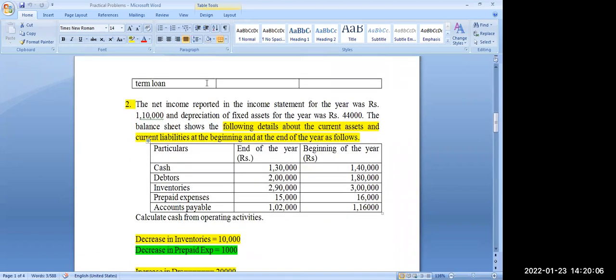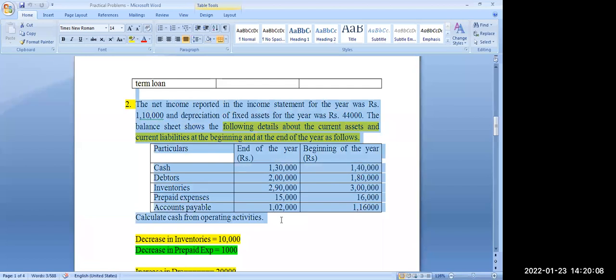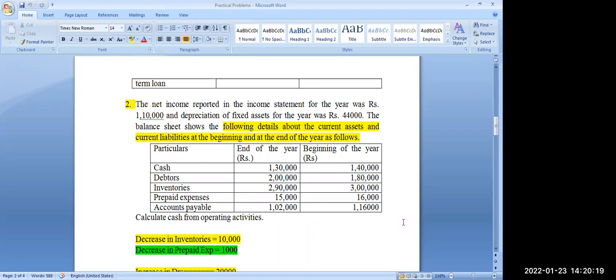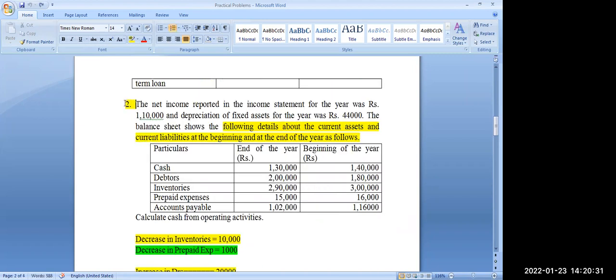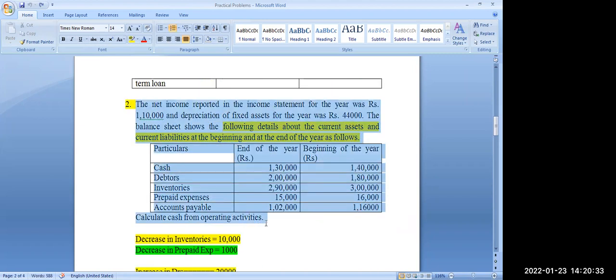Next, we look at this question. There is a small question given to you. The net income reported in the income statement for the year was rupees 1,10,000. The depreciation of fixed asset for the year is 44,000. The balance sheet shows the following details about the current assets and current liabilities. That is given in the statement.